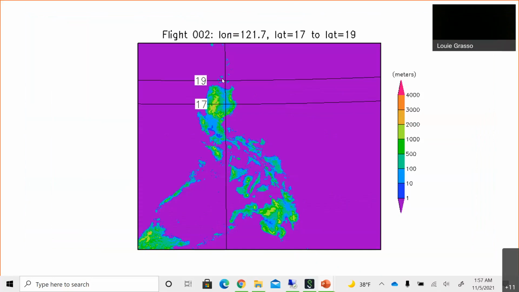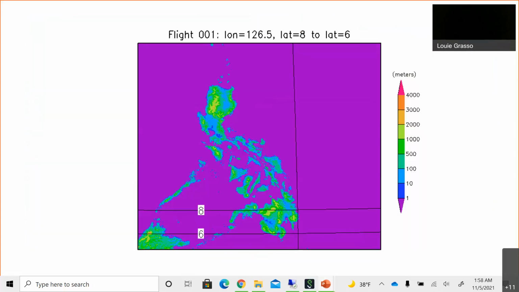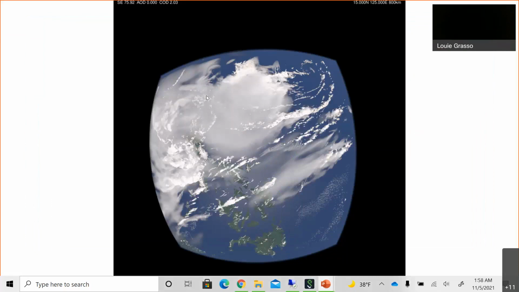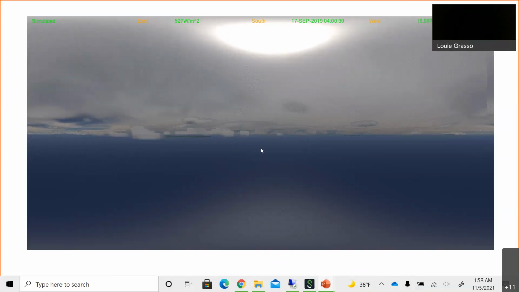So this is in the northern Philippines, starting at 19 north, flying to 17 north, and a little further to the west, 121.7. So the flight begins here and then extends southward. Okay, and so as you remember, actually I'll go back a few. So you can see we're flying in through here, so there's considerably more cloudiness. So we are heading due south, and what I tried to do was fly right in between these mountain ridges off to the east and off to the west.